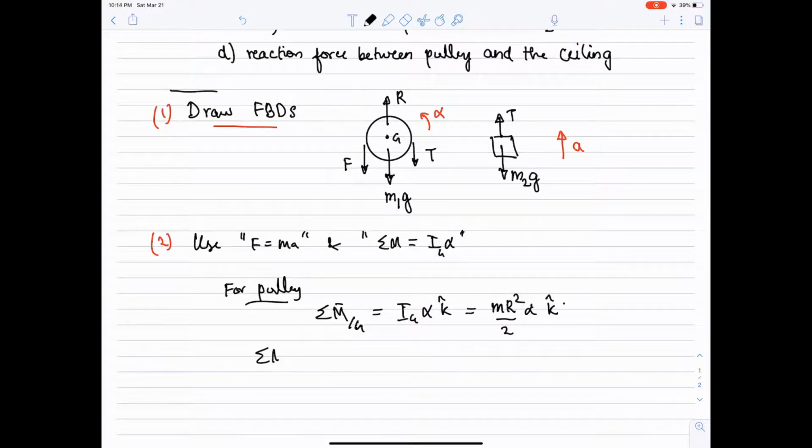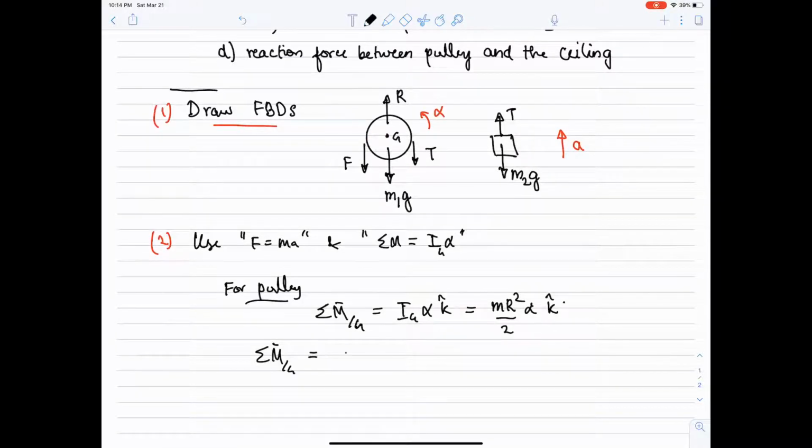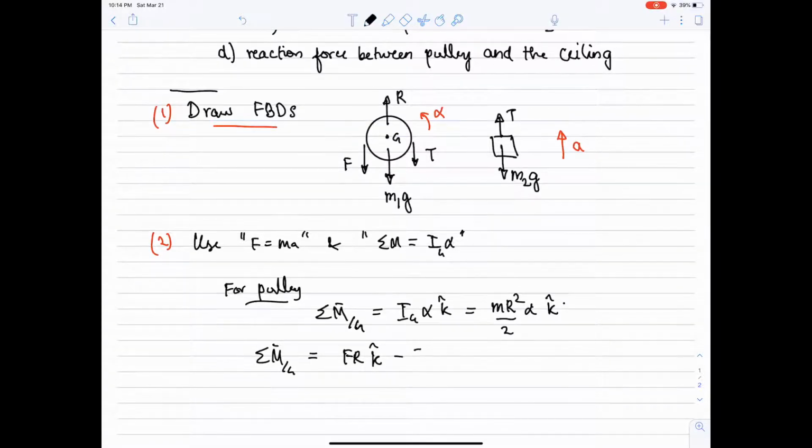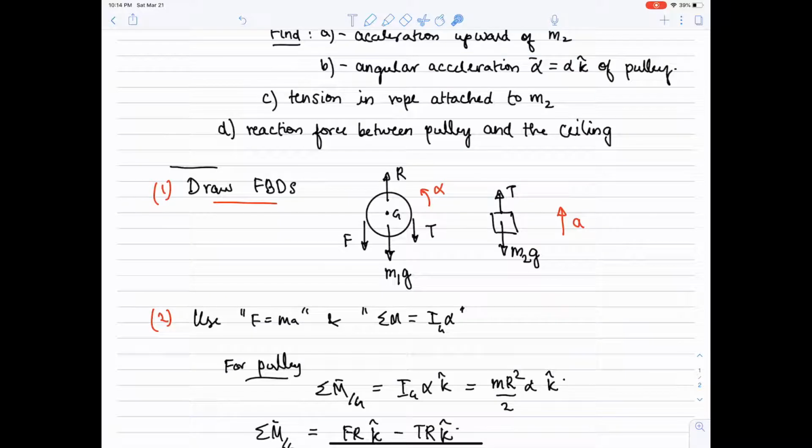And what is the sum of moments about G? What are the forces here? We have force F with this moment arm R, so we have F r times K. The F r is an anticlockwise moment, and anticlockwise is considered positive, in the K direction. The tension T is clockwise, so that's going to be minus T r K. Those are the only two moments. The other two forces act through G. Maybe I shouldn't have called it R, maybe I should call it N or something.